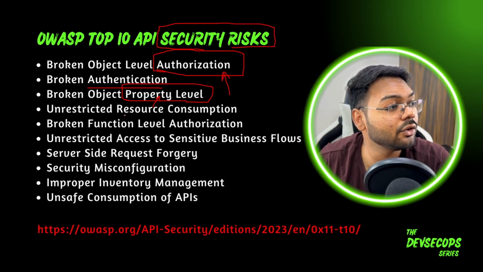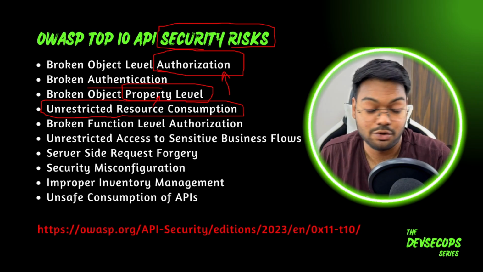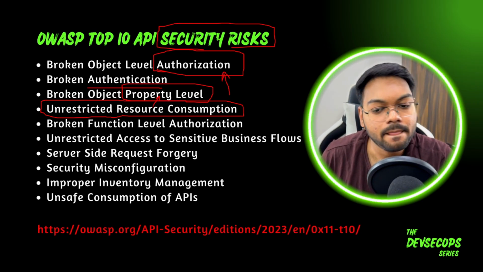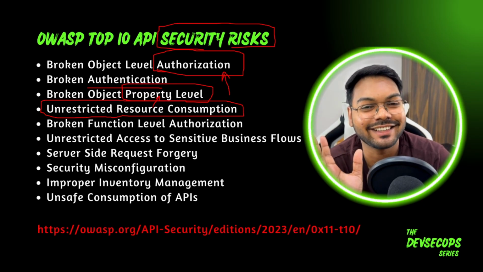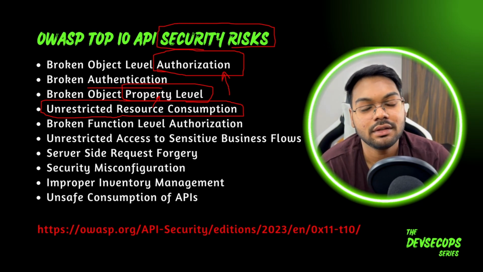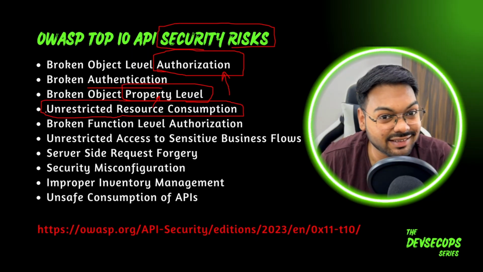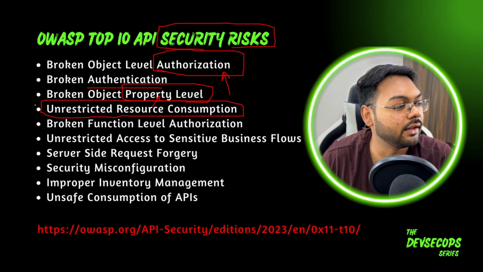And then unrestricted resource consumption, as I mentioned, if someone asks you to create 1,000 manchurians, that is an unrestricted resource consumption, and you started to make 1,000 manchurians. So your consumption capacity should be restricted. You would be only able to serve 50 manchurians in a day. That's the resource consumption capacity. So you need to restrict that particular thing, otherwise the server side would blow up.